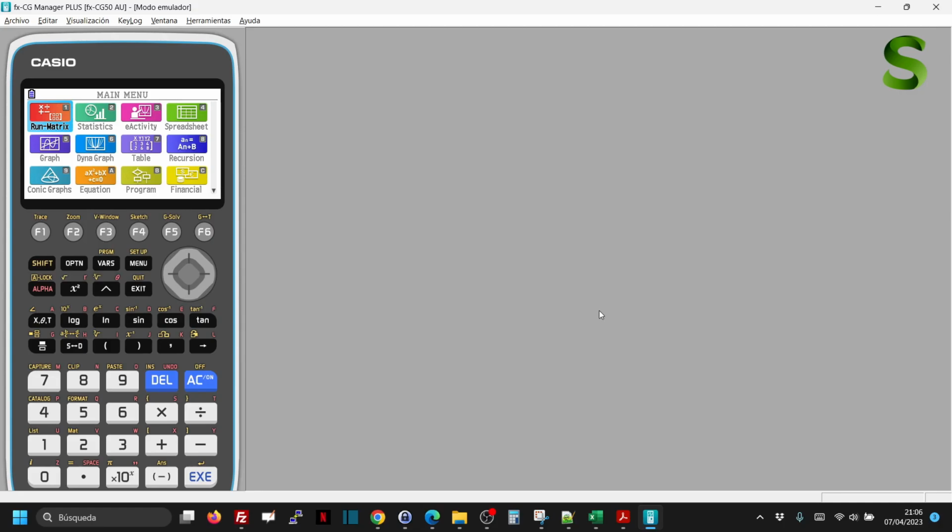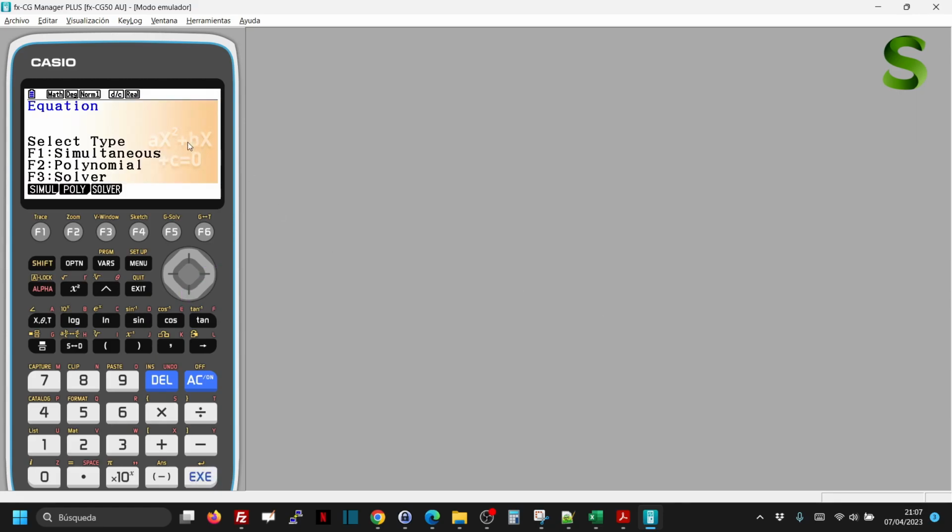Hello, today I want to show you how to solve any type of equations with the Casio FX calculator. I'm going to give you two options. Imagine we want to solve an equation. First we'll start with a quadratic as an example, and then I'll show you with a more complicated equation. So we'll go, for example, to this equation option.